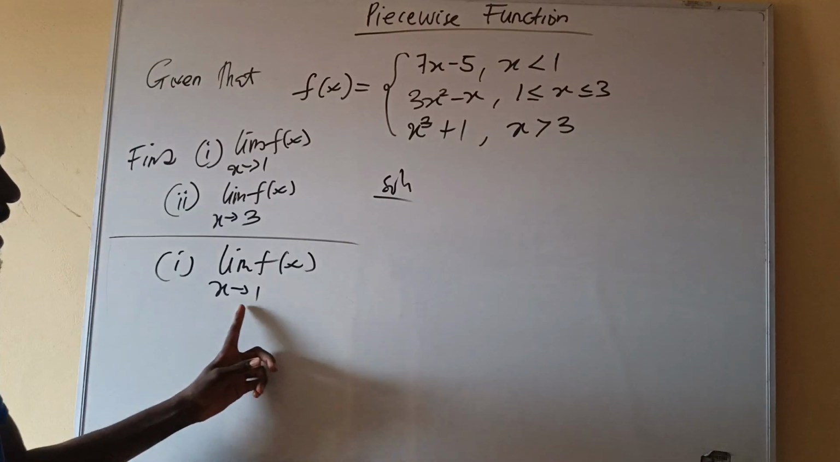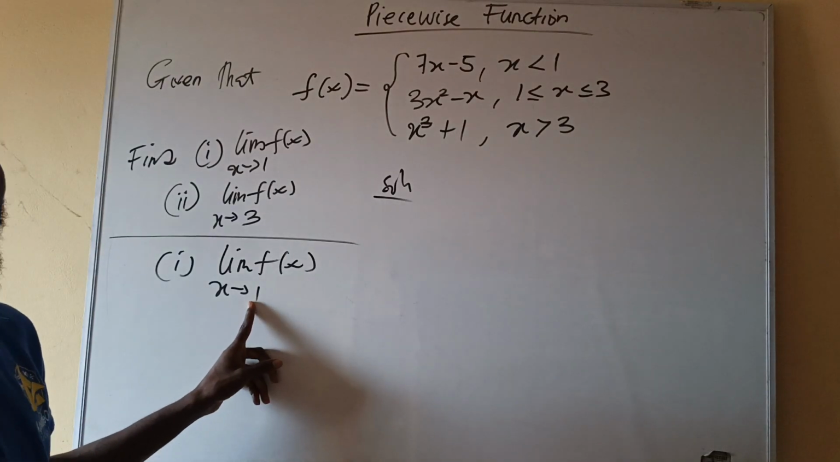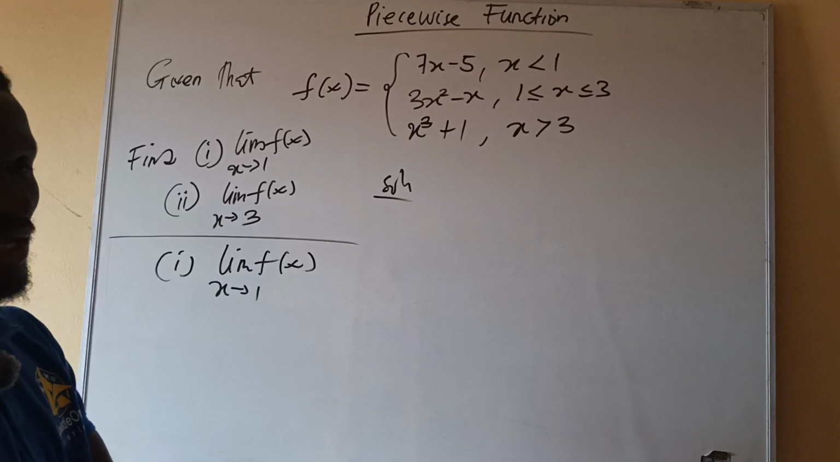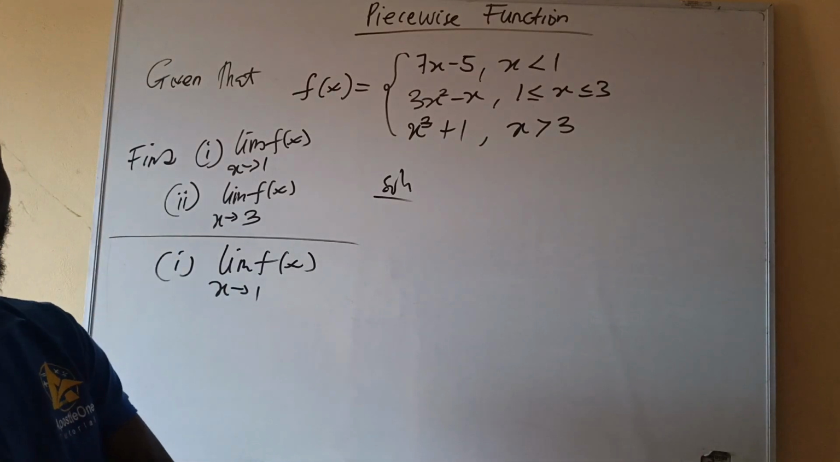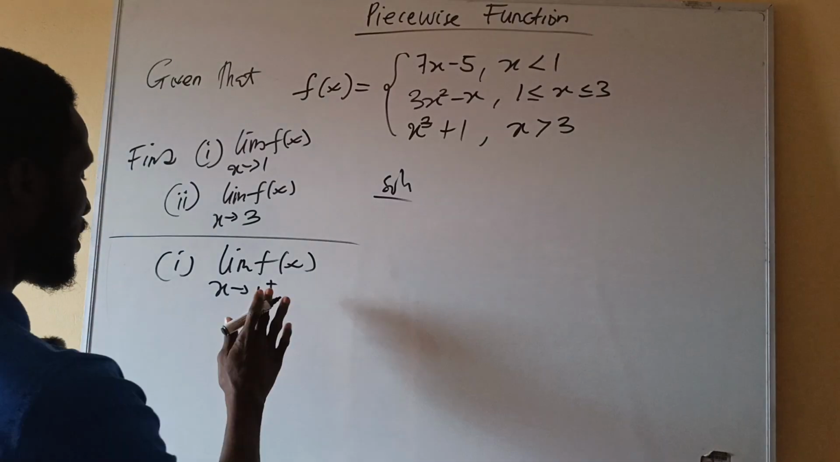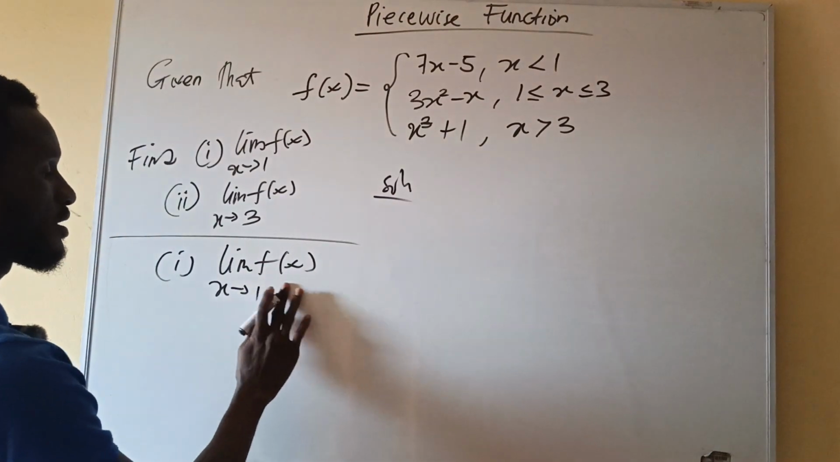Now, when x is approaching 1, it means that x is supposed to be approximately equal to 1. Because this one is not from the right or from the left. There is no plus here to say it is from the right. There is no minus here to say it is from the what? From the left.